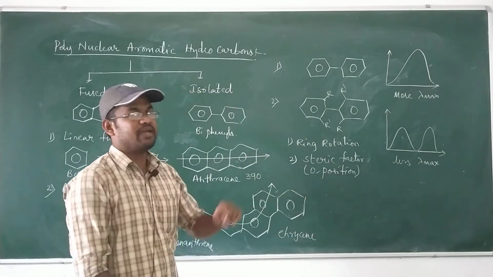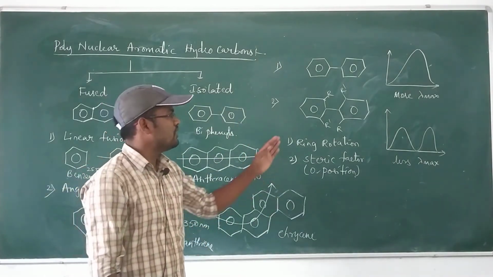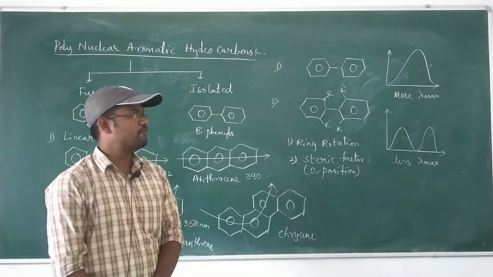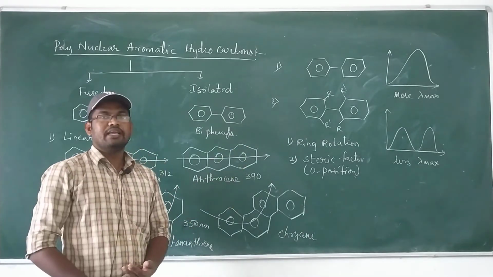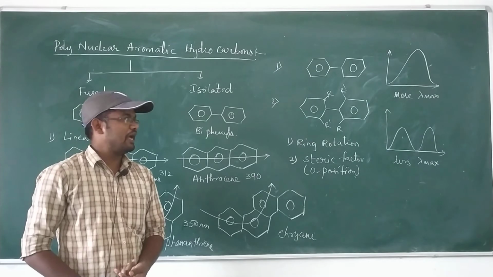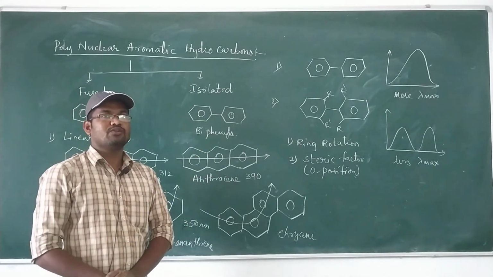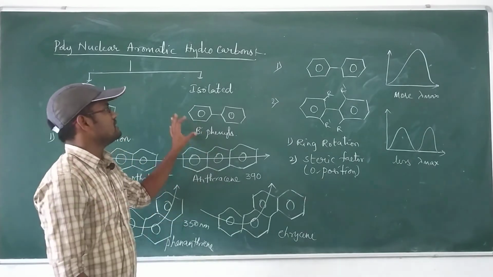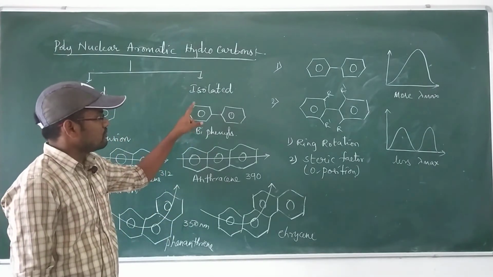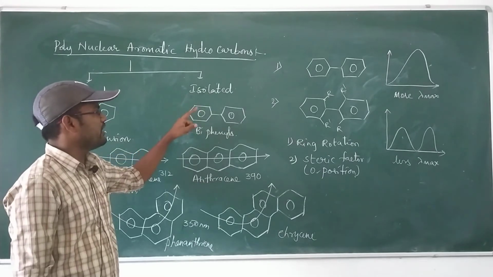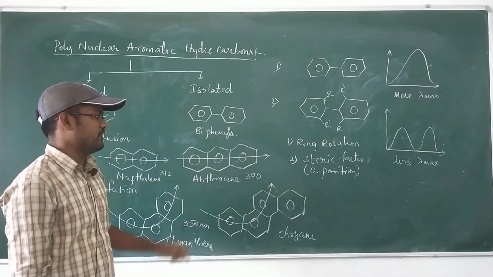So the simplest biphenyl gives higher lambda max values. Substituted biphenyls give lower lambda max values because in substituted biphenyls ring rotation occurs due to ortho substituents, that is, ortho steric strain. So this is the lambda max value behavior of isolated polynuclear aromatic hydrocarbons like biphenyls.